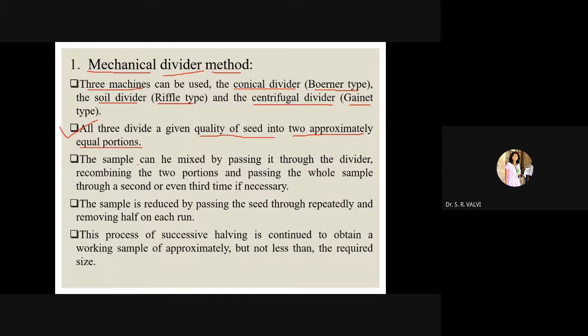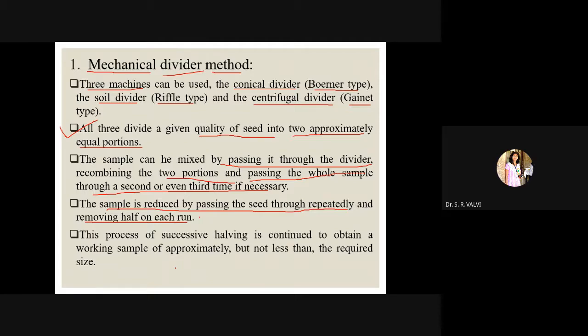A small sample can be mixed by passing it through the divider, recombining the two portions and passing the whole sample through a second or even third time if necessary. Now see, the sample is reduced. I will show you these images in my further slide. The sample is reduced by passing the seed through repeatedly and removing half on each run, right? So this is very important.